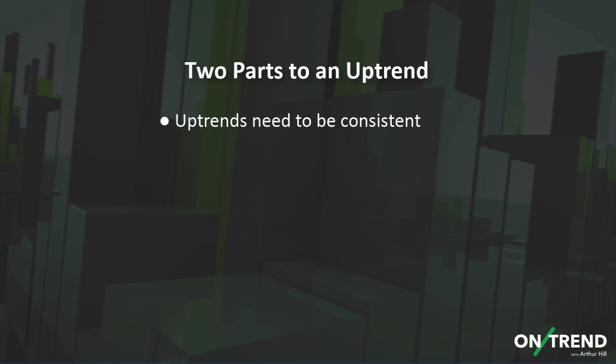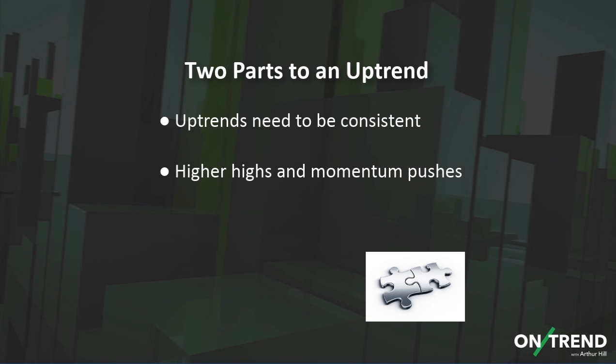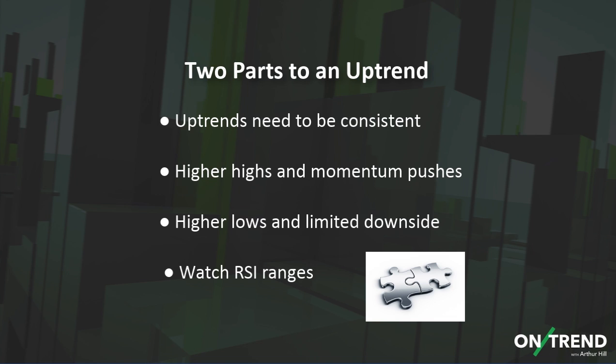Now I want to show a little technique to measure the consistency of an uptrend, because I think an uptrend consists of two parts. And for an uptrend to be consistent, you need both of these pieces to be in place. The first one would be higher highs and momentum pushes to the upside. And the second piece of that puzzle would be higher lows and limited downside. And if you can get both of those together, you've got a consistent uptrend.